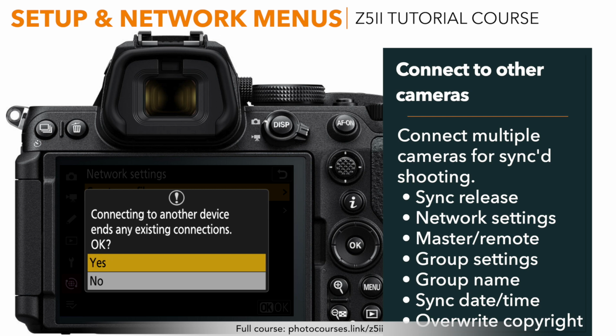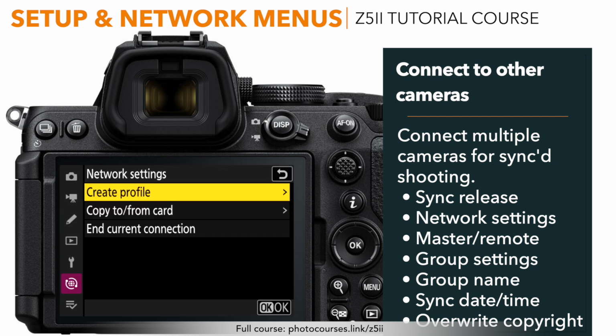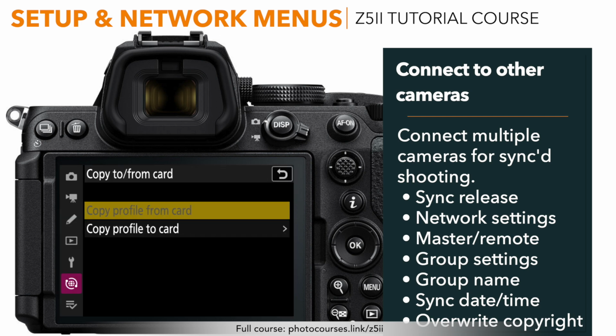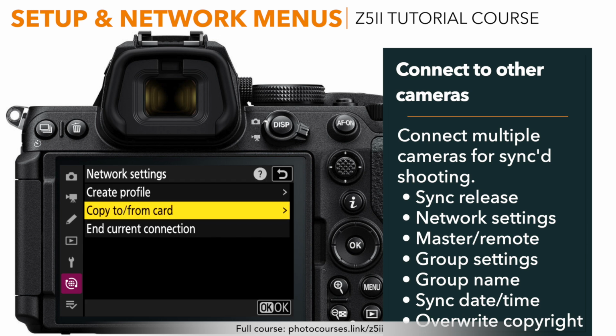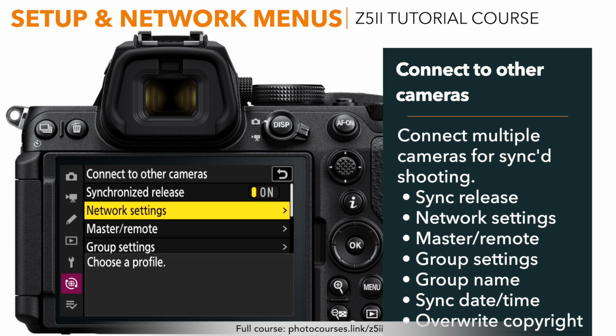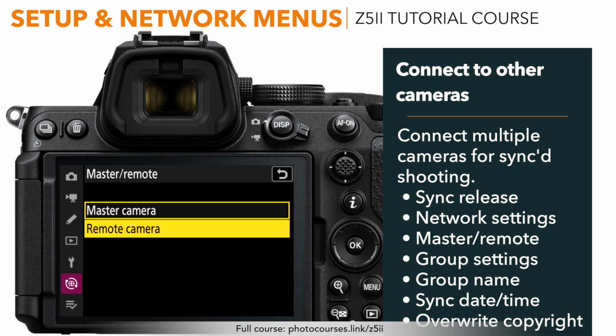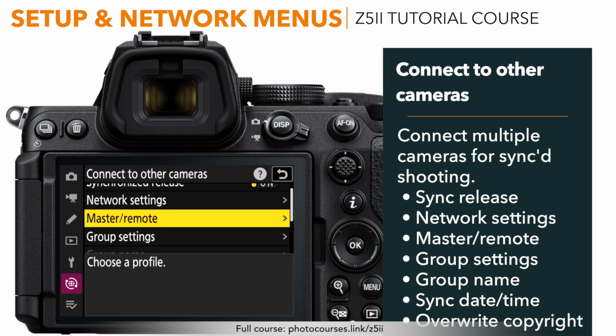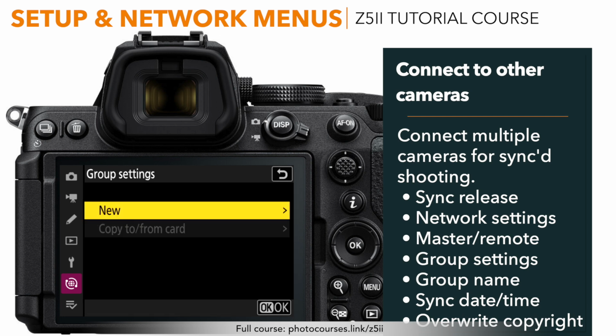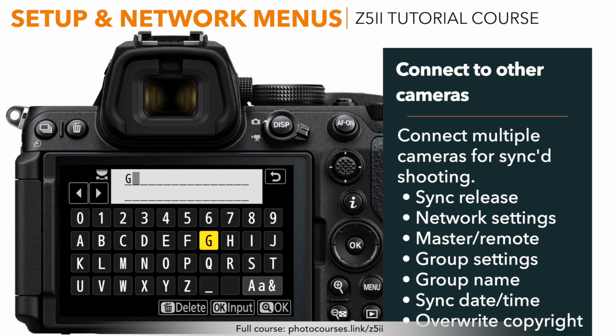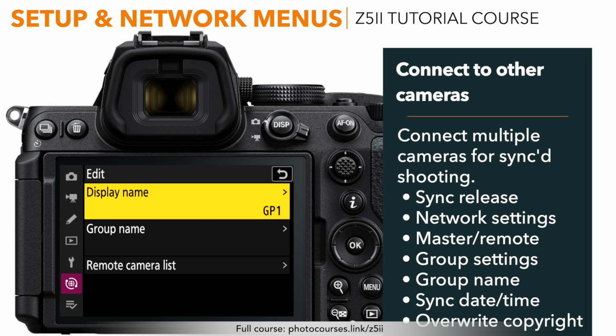After creating a profile on one camera, you can copy that profile to a memory card and then load that into all of the other cameras so you don't have to repeat that process. Under master or remote, you'll choose which camera is going to serve as what's called the master camera, the one that you're going to coordinate the shutter release from, and then which cameras are the remotes that are going to synchronize to that master camera. And then group settings is only available on the master camera. That's where you can group cameras, name them, and then copy the settings.